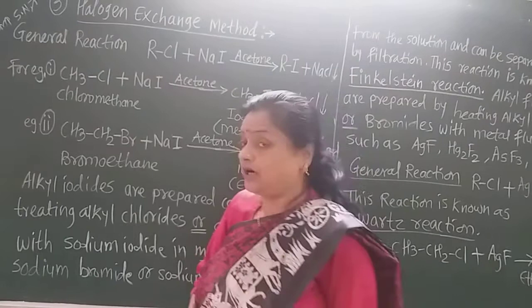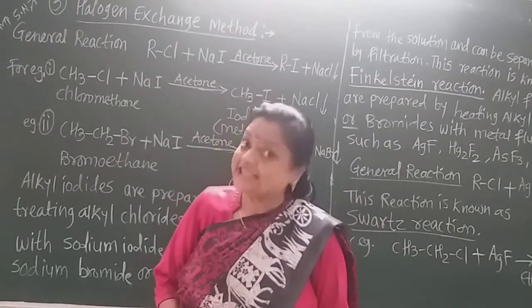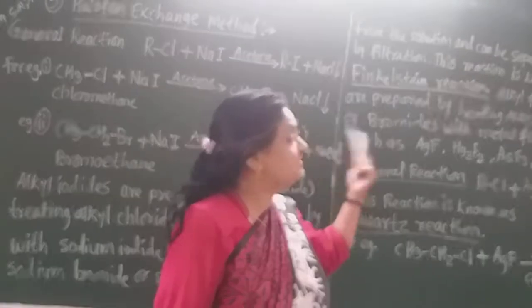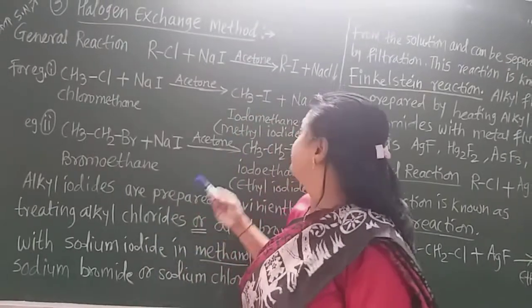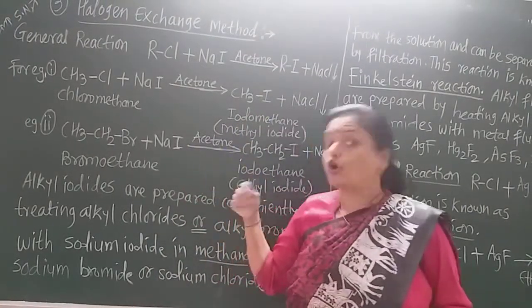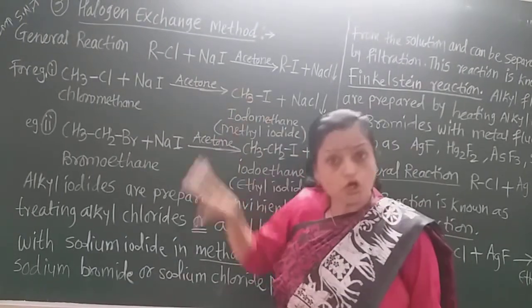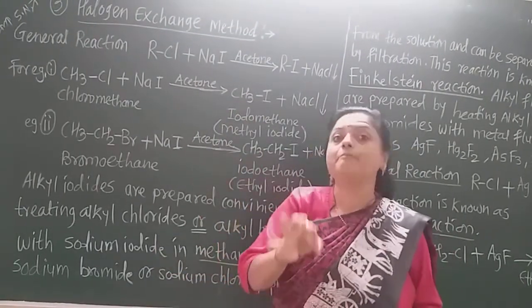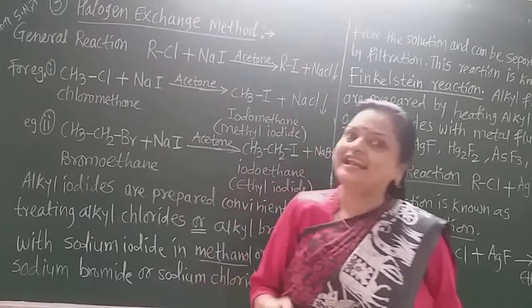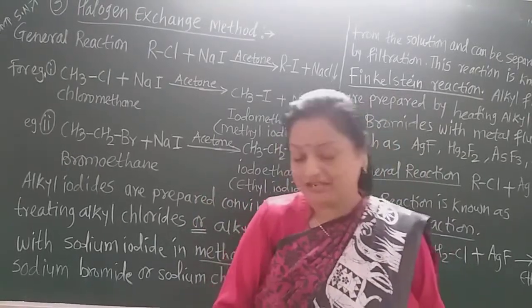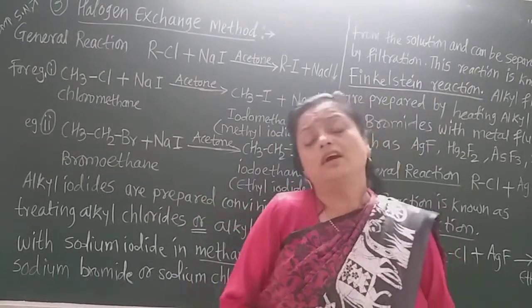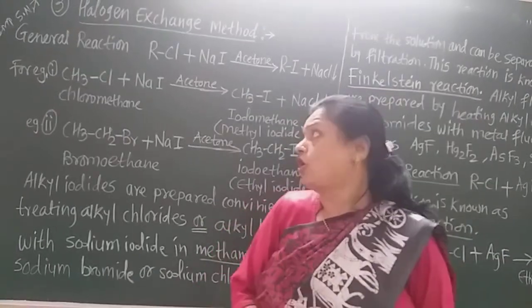And if you write such an example in the Finkelstein reaction short note, in which there is formation of alkyl bromide or alkyl chloride, you will get 0 marks. Though you write the short note correctly, but if examples are not correct, then you will get 0 marks. So this is why these short notes of this chapter are so important.